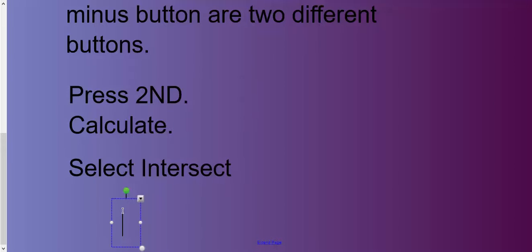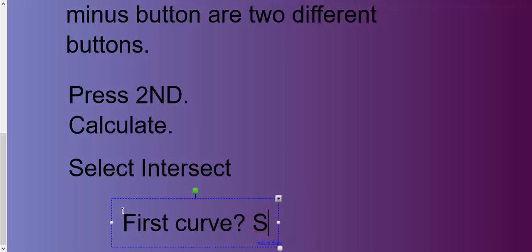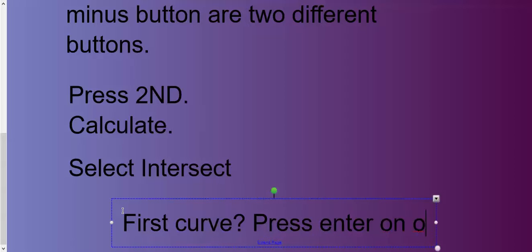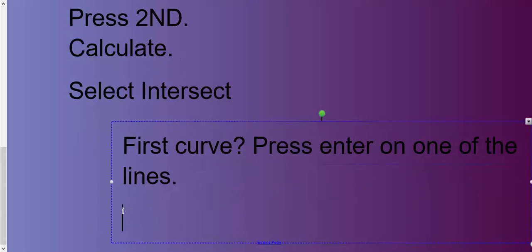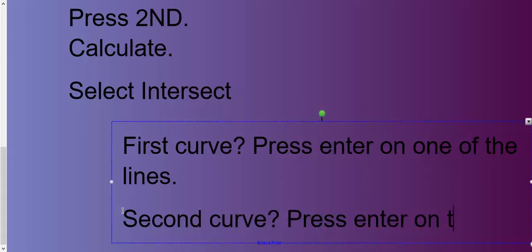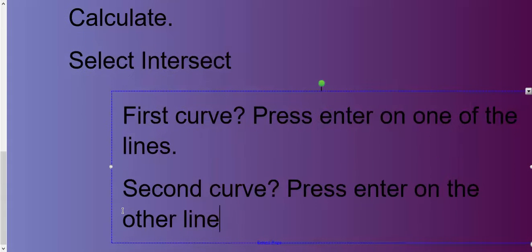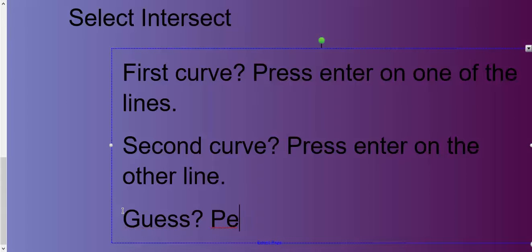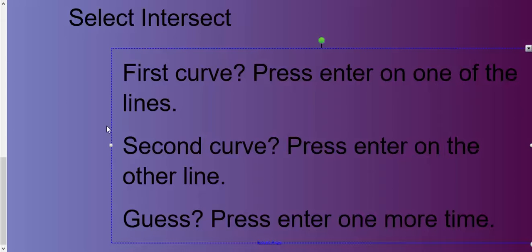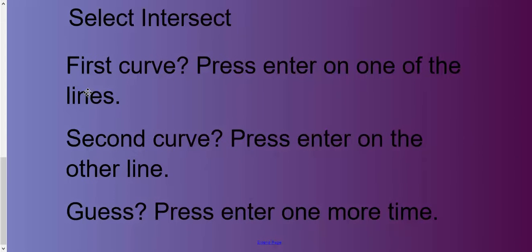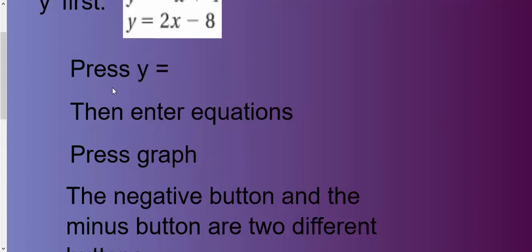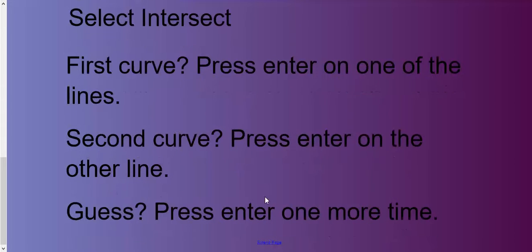So, first curve: press enter on one of the lines. Second curve: press enter on the other line. Then it's going to say guess, so press enter one more time. All right, there are your notes. That is it. This process is very easy. It's just the buttons and the steps, but as long as you have these steps, you should be just fine.